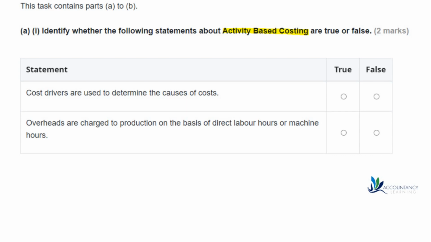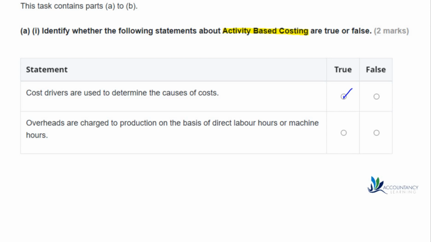So with activity-based costing, overheads are actually apportioned by identifying the principal activities that create the costs or those that are closely related. So these are known as cost drivers. So that would then make the first statement true.